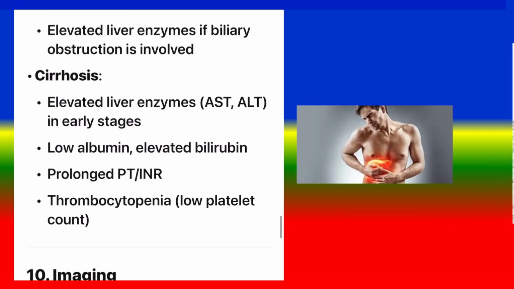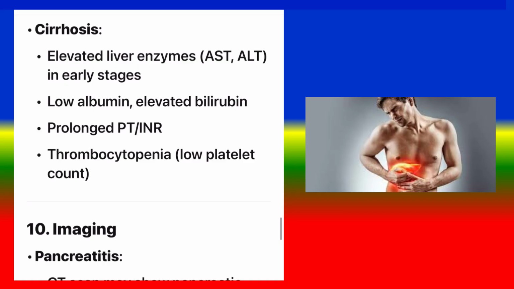9. Laboratory findings. Pancreatitis, elevated amylase and lipase, elevated WBC count in acute cases, elevated liver enzymes if biliary obstruction is involved. Cirrhosis, elevated liver enzymes AST, ALT in early stages, low albumin, elevated bilirubin, prolonged PT-INR, thrombocytopenia, low platelet count.